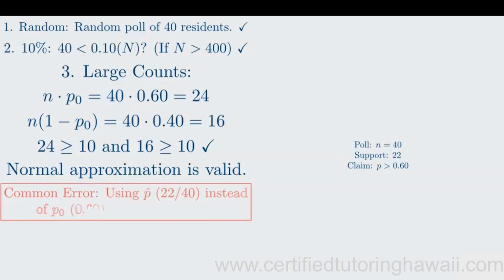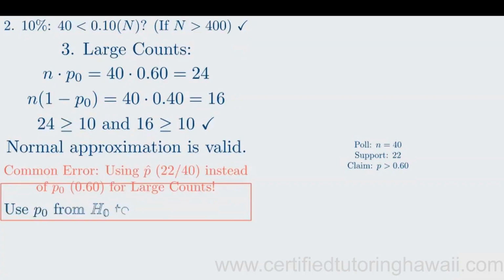Notice a common mistake. Students often want to use the sample data, 22 out of 40, to check this condition. Remember, for hypothesis tests, we check the conditions assuming the null hypothesis is true. So, we always use the value from H0, which is p0.